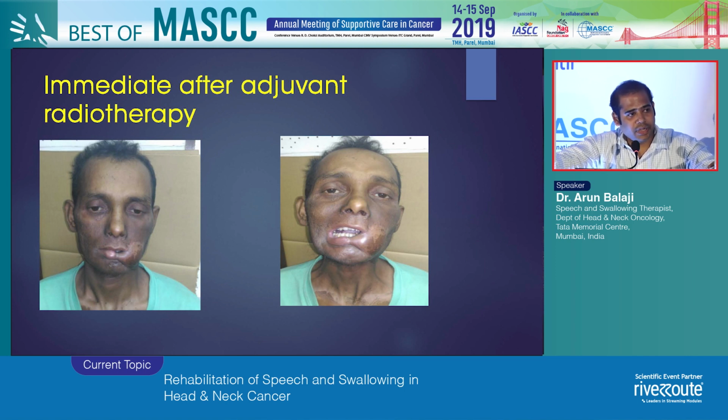This is how he is immediately after radiation therapy. The only challenge is trismus, in spite of doing all the range of motion exercises and everything. This is the only issue. Swallowing-wise, he is able to take liquids and soft food consistencies.